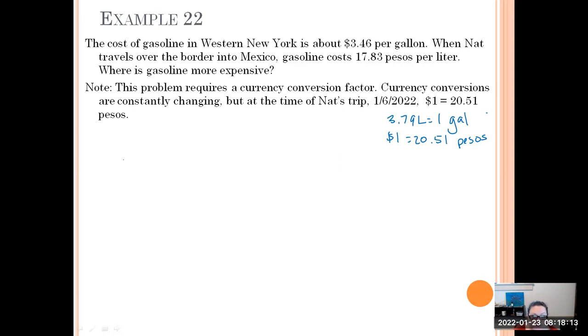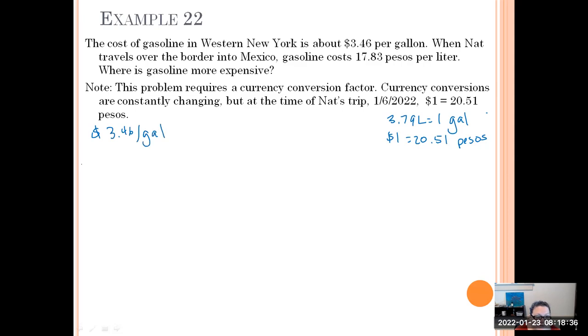Well, let's just get into something we're used to. Let's just go with $3.46 per gallon. We'll stick with that one. And then we'll convert the pesos per liter to dollars per gallon because that's something we can understand. I'm fine with you going the other direction too. They're both fine. So $3.46 per gallon.